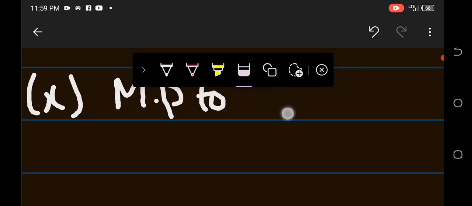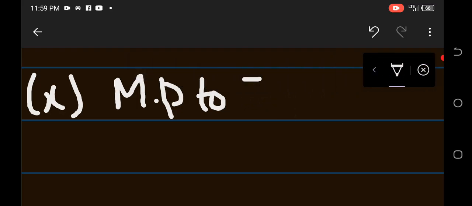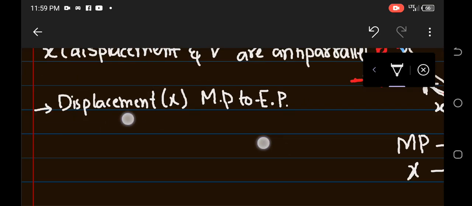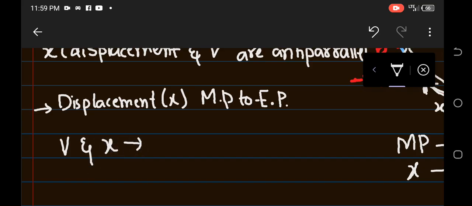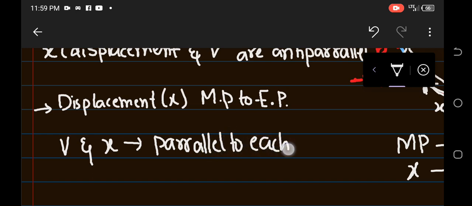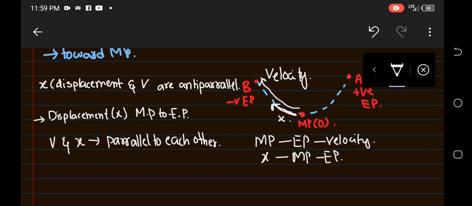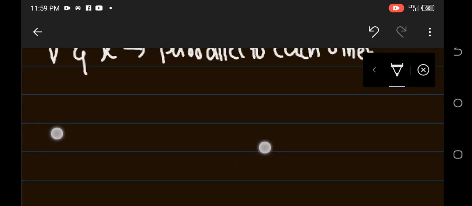If we have velocity from the mean position to the negative extreme position, we can say velocity and displacement are parallel to each other.